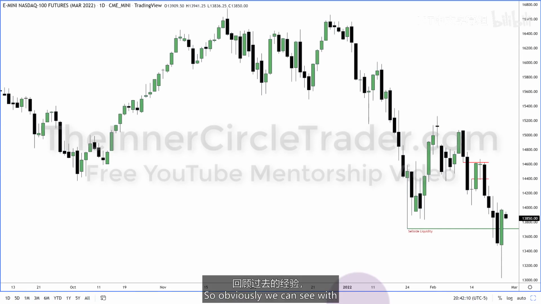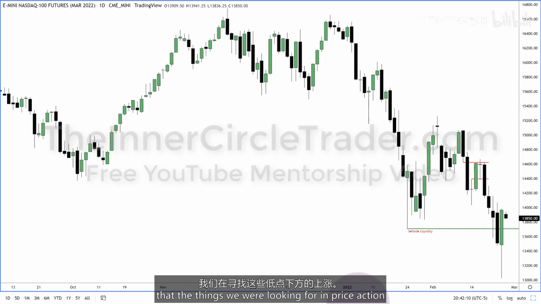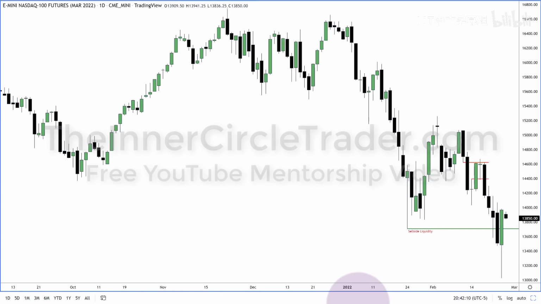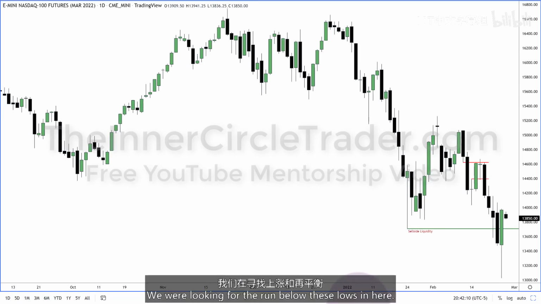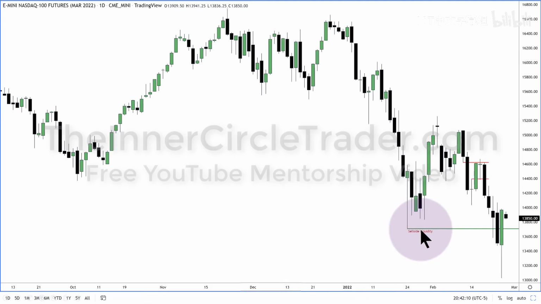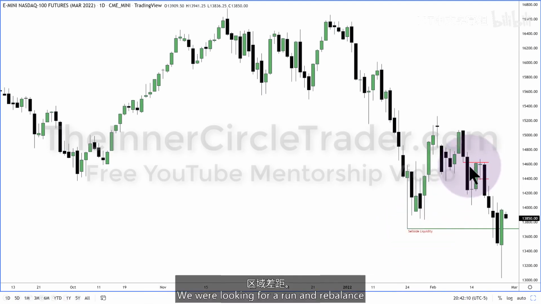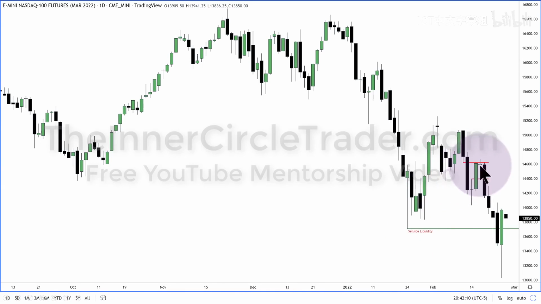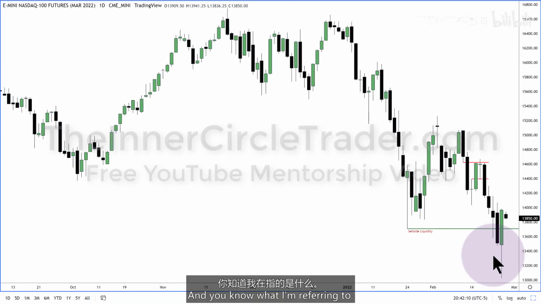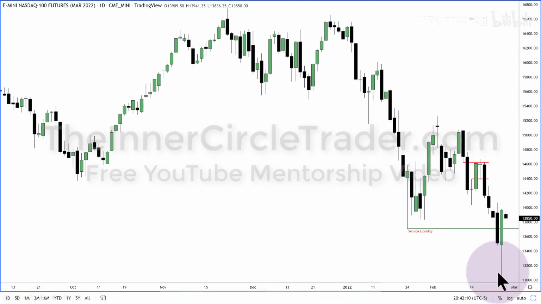So obviously we can see, with the benefit of hindsight, that the things we were looking for in price action have come to fruition. We were looking for the run below these lows in here. We got that. We were looking for a run and rebalance back up into this fair value gap. It did so handsomely. It broke lower overnight with all the wartime things going around the globe, and you know what I'm referring to. That caused a little bit of excitement on the downside, and then we're back above this short-term low.